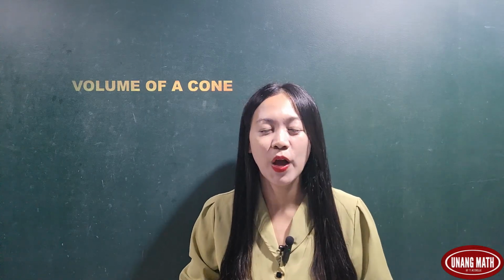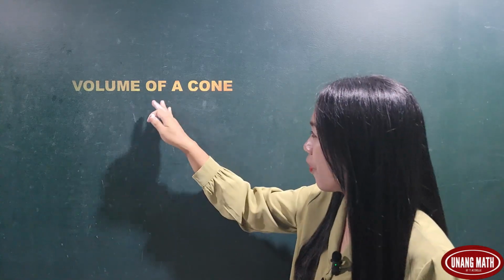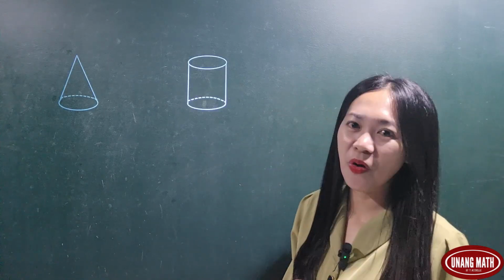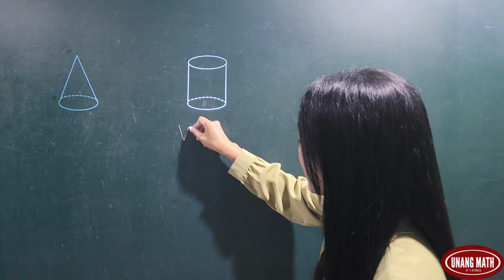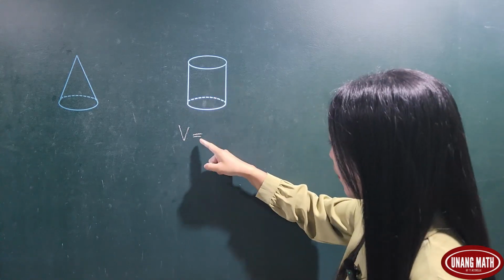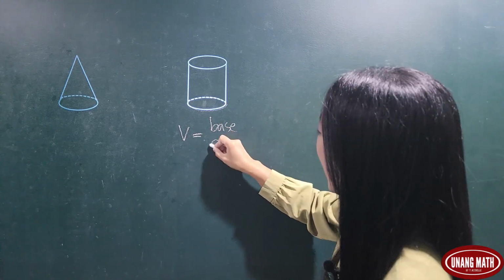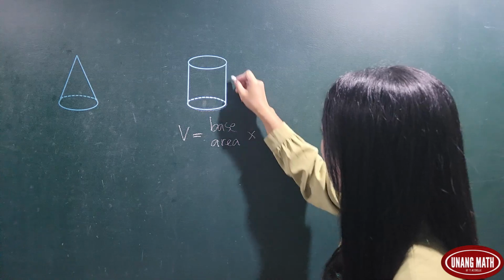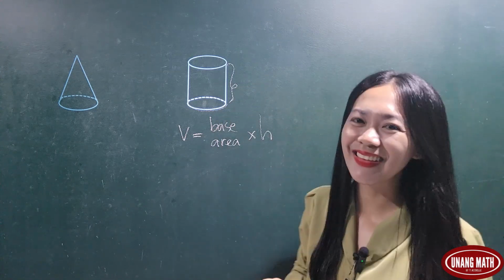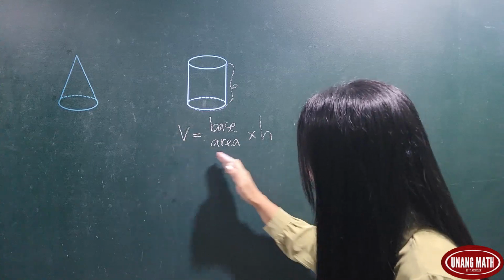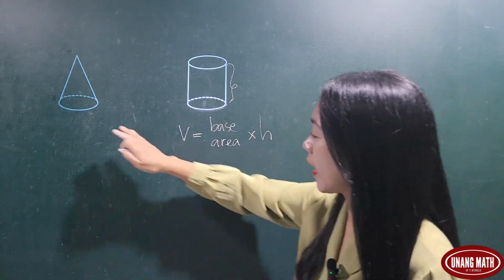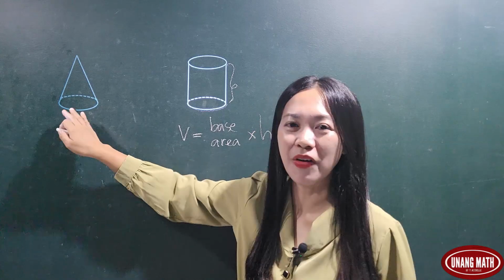Cone and cylinder have special relationship. We will consider that special relationship in finding the volume of a cone. But first, we have to recall how to find the volume of a cylinder. In finding the volume of a cylinder, we have to get the area of the base, and we will multiply this one by the height of the cylinder. We will not be using this same formula in finding the volume of a cone.